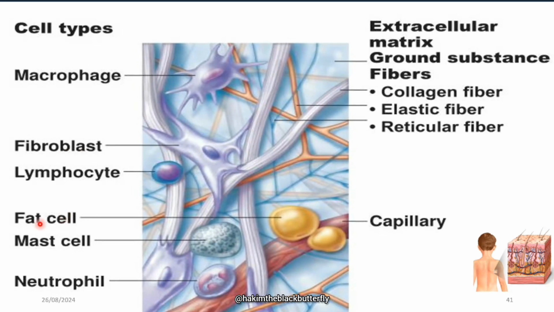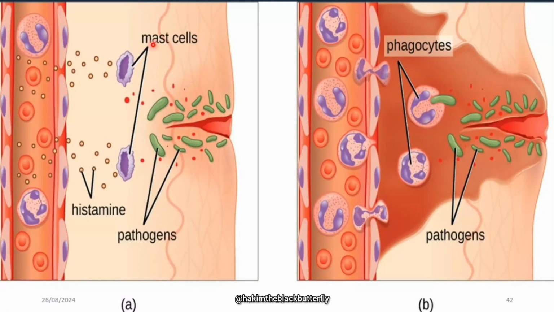Fat cells are also called adipocytes. They are cells that are going to be storing fat or fats. Then you have mast cells. Mast cells are unique types of cells that contain many vital components. Okay, these cells are going to respond whenever there is body injury.